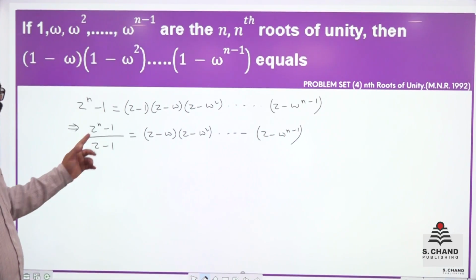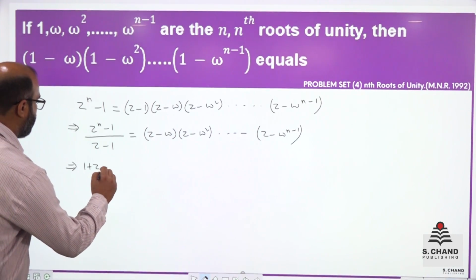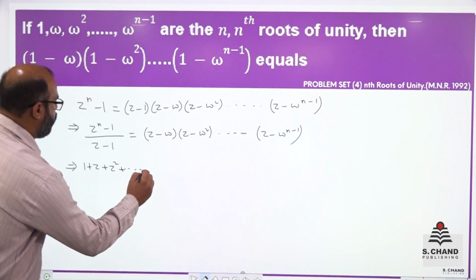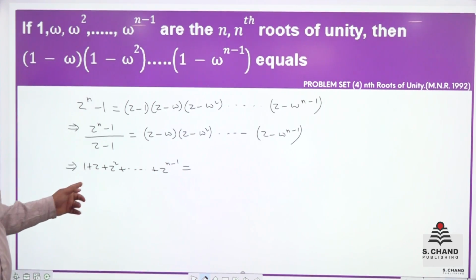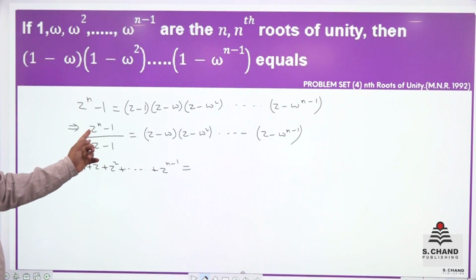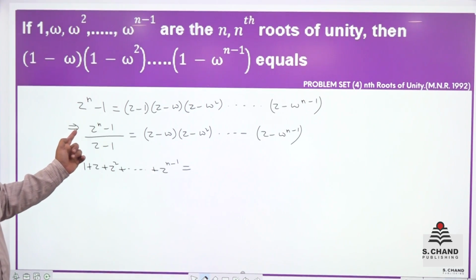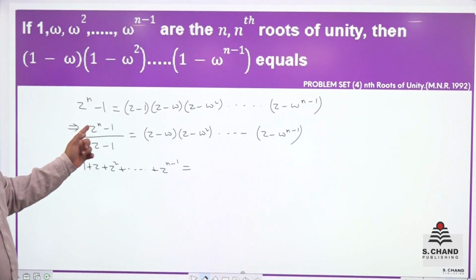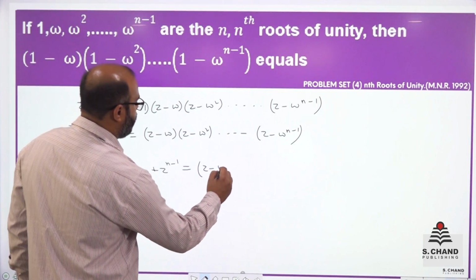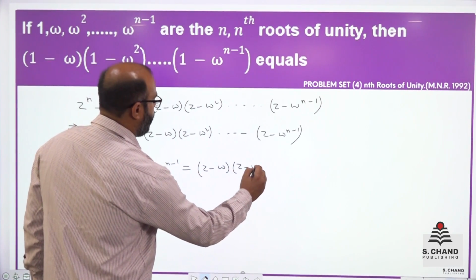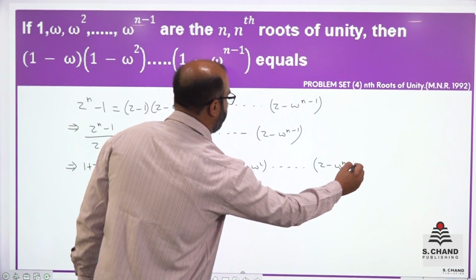Now how can you write this one? This can be written as 1 plus z plus z square, so on till z to the power n minus 1. You can see this is a GP. So you can make this formula from GP. First term is A, 1. R is common ratio, r to the power n minus 1 by r minus 1. And on the right side, z minus omega, z minus omega square, dot dot, z minus omega to the power n minus 1.